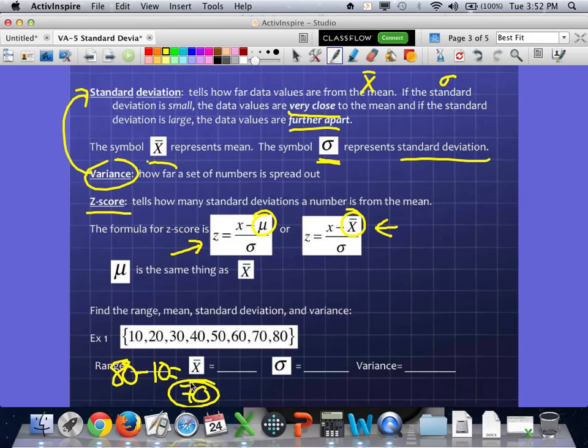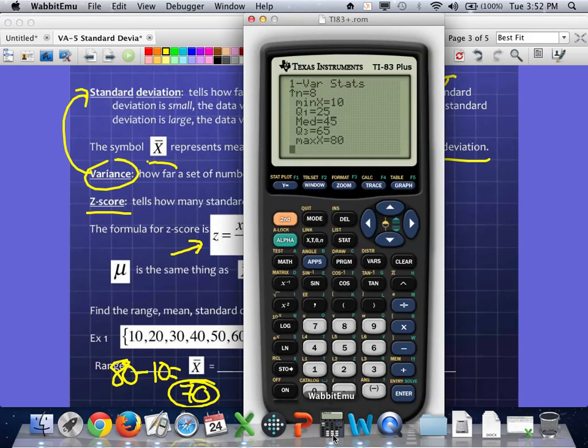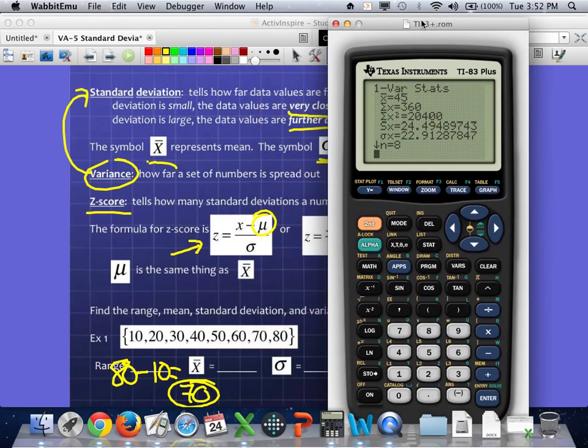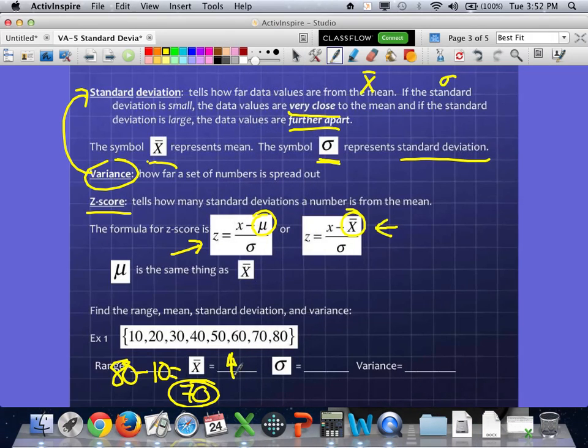Okay, back to my calculator, looking for the x hat. And remember, that was the very first x bar, x hat, first thing that we saw. So right here is 45. It calculates all this for you. That's a 45. Let me fix that. That's not pretty at all. 45.